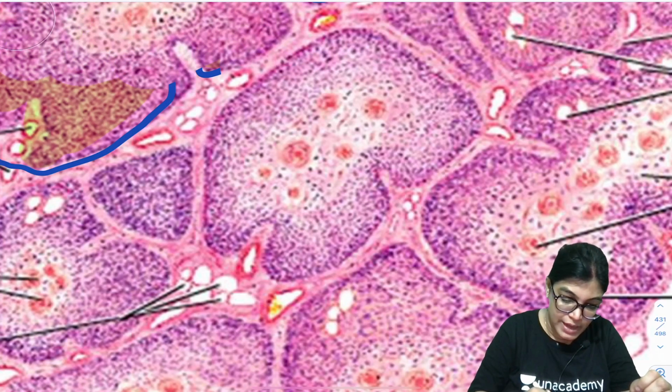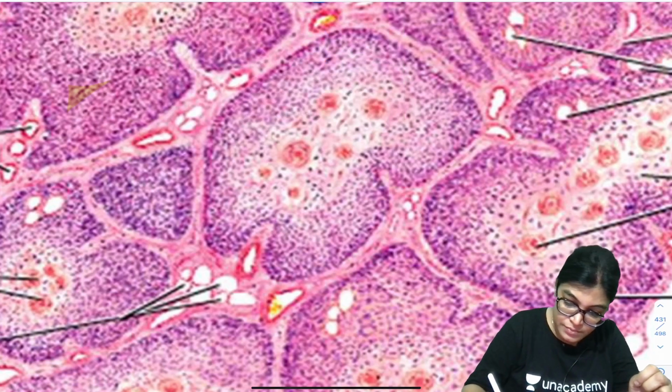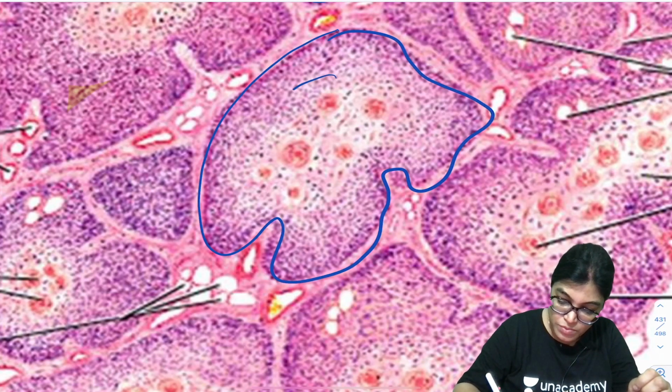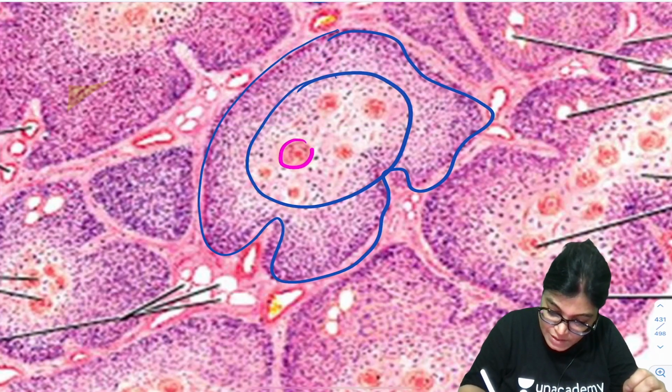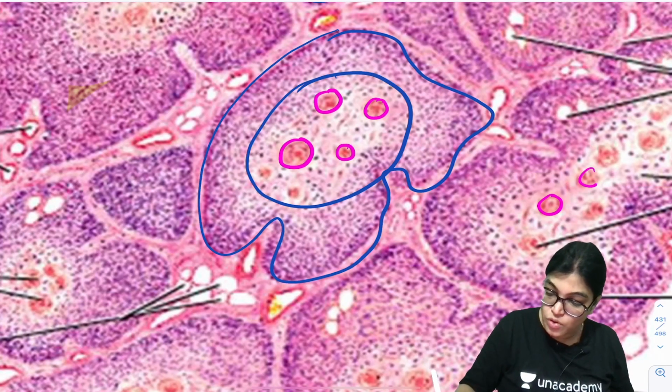Now I would like to show you the Hassall's corpuscles. Again, this is one lobe and lobule, and this is the medulla part. In the medulla part, you can see this is one Hassall's corpuscle, and another, and another. So you can see so many Hassall's corpuscles inside.